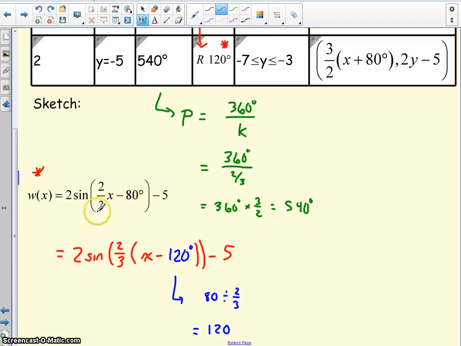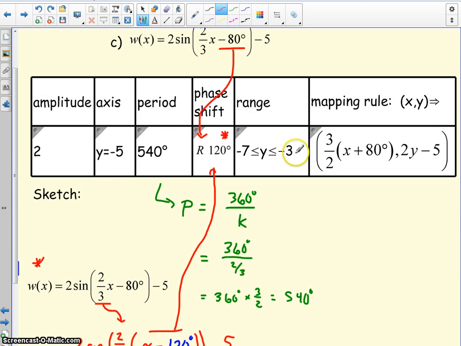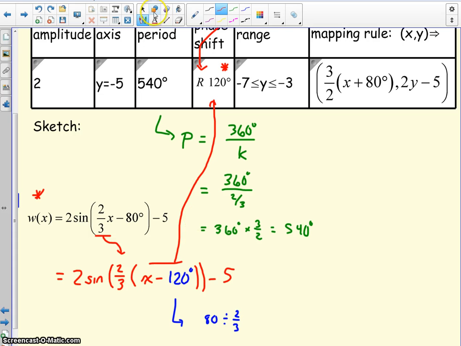So I did that over here. Take the 2/3, factor it out. When you try and figure out what's left over, you get x minus, and then you get 80 degrees. You factored out the 2/3, so it's 80 divided by 2/3, which again is the same thing as 80 times 3/2. So 80 divided by 2/3 is 120. So you get x minus 120 degrees. And it's from there that you wind up getting your phase shift, being right 120 degrees. Okay, so with all that in mind now, you have your range, your axis, your amplitude, your map rules you don't really necessarily need. We can start creating our sketch.